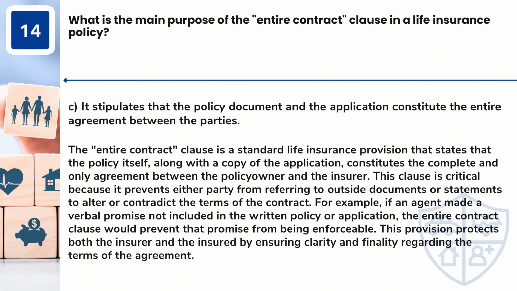The entire contract clause is a standard life insurance provision that states that the policy itself, along with a copy of the application, constitutes the complete and only agreement between the policy owner and the insurer. This clause is critical because it prevents either party from referring to outside documents or statements to alter or contradict the terms of the contract. For example, if an agent made a verbal promise not included in the written policy or application, the entire contract clause would prevent that promise from being enforceable. This provision protects both the insurer and the insured by ensuring clarity and finality regarding the terms of the agreement.